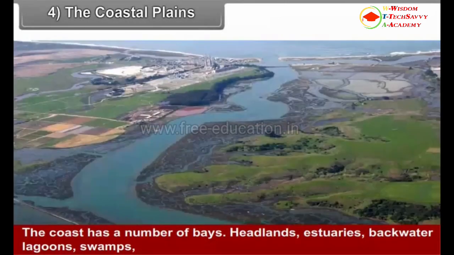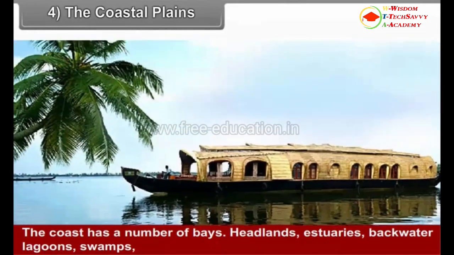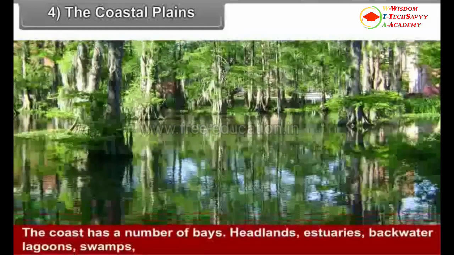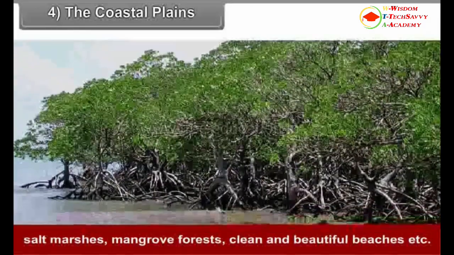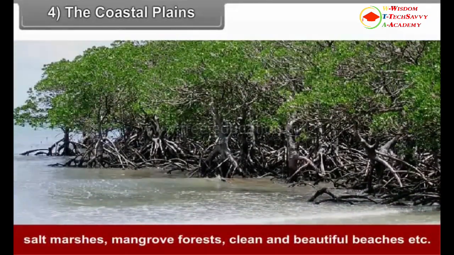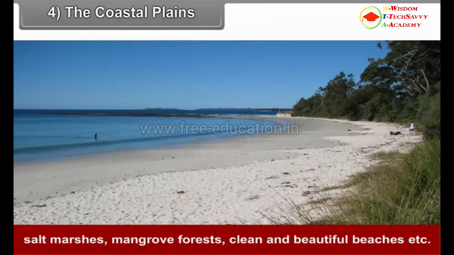The coast has a number of bays, headlands, estuaries, backwater lagoons, swamps, salt marshes, mangrove forests, and clean and beautiful beaches, etc.